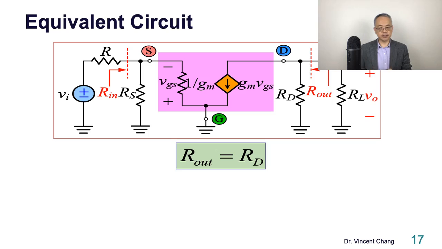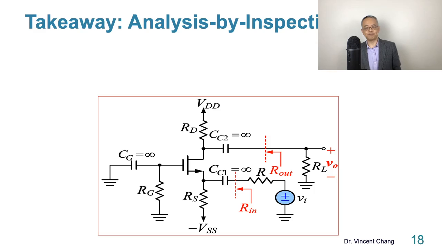So how about the GM VGS, the current source? Because when you set the input signal source as 0, VGS is forced to become 0. And then the voltage controlled current source becomes 0, which is equivalent to open circuit.